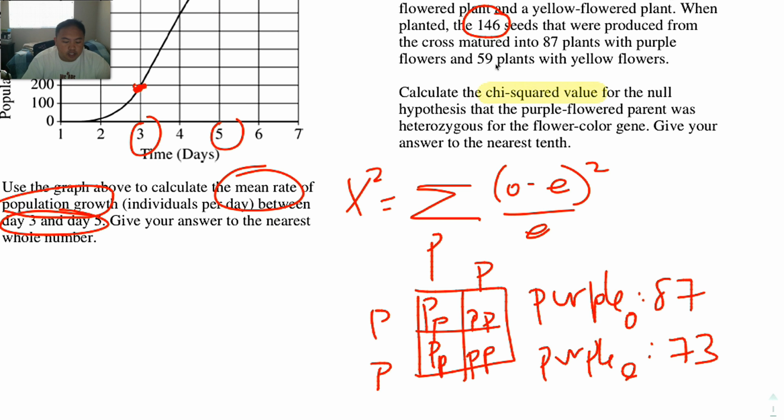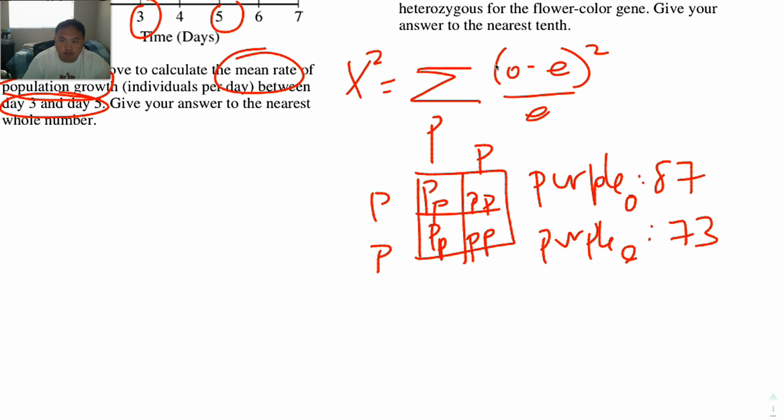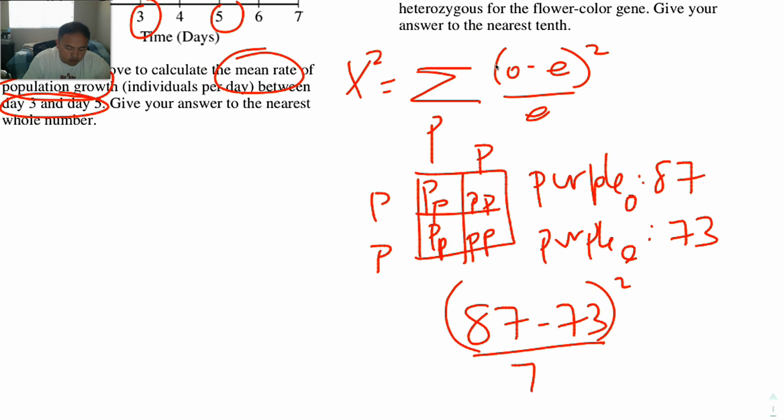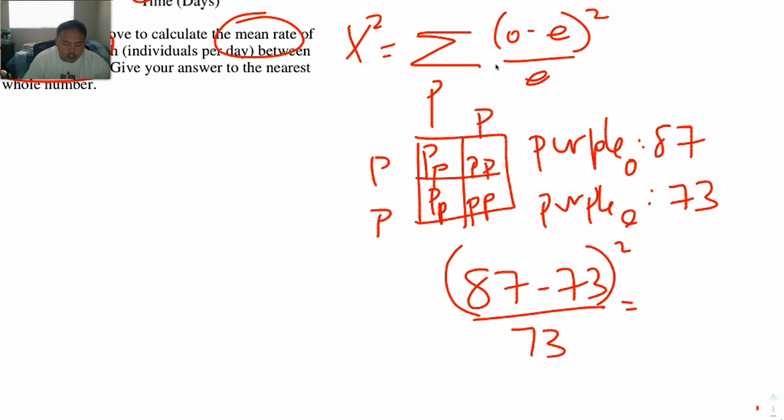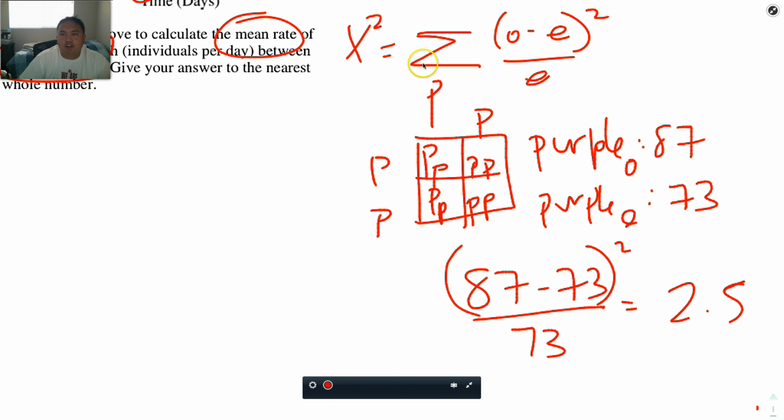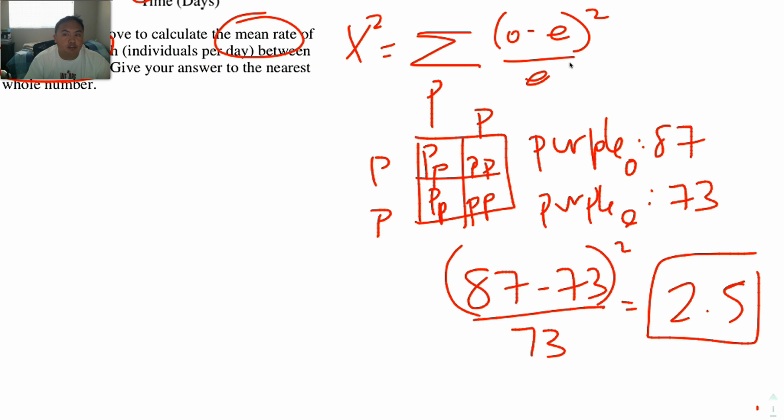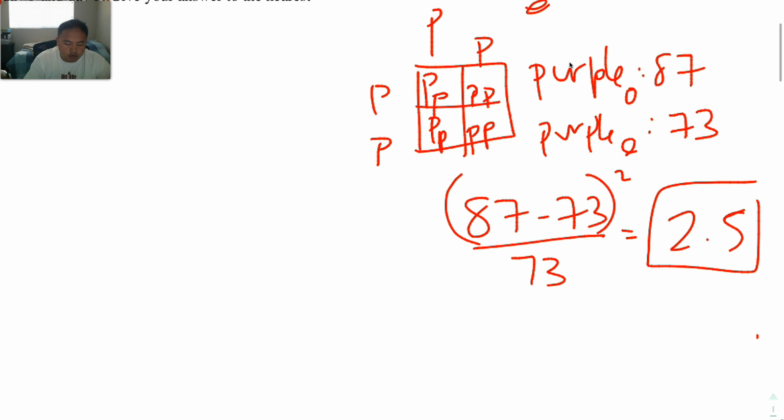So to calculate the chi-squared for purple, it's 87 minus 73 squared over 73. And to make this easy for you, I'm just going to make something up, it should be like 2.5. Remember, the formula is the sum of it. All I've done is purple. So I've already got one of it, 2.5. Now let's do it for yellow.